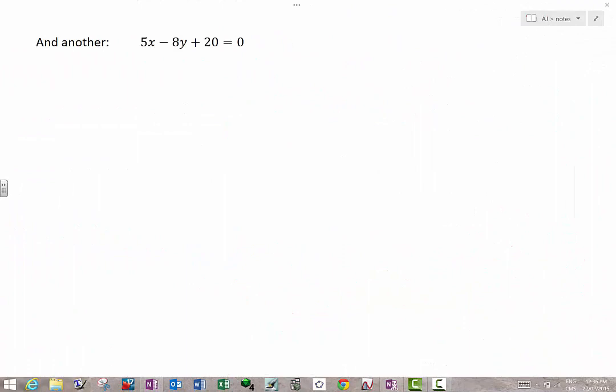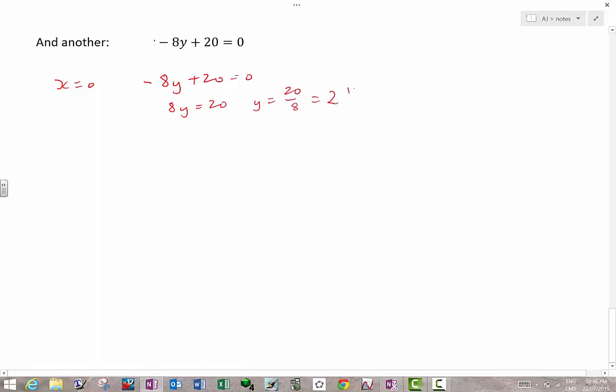And the final example, 5x minus 8y plus 20 equals 0. Well, if x equals 0, then the 5x term disappears, and we're left with minus 8y plus 20 equals 0. So 8y needs to equal 20, so y equals 20 divided by 8, which is 2.5. So we have (0, 2.5). On the other hand, if y equals 0, then the 8y term disappears, and I'm left with 5x plus 20 equals 0. So 5x equals minus 20, so x equals minus 4.